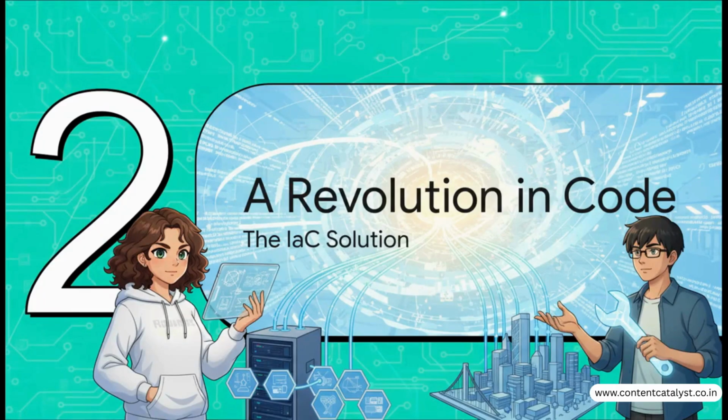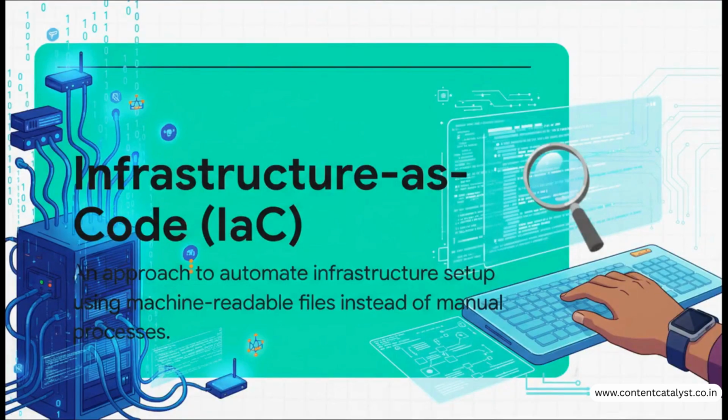But what if there was a better way? This is where a revolution in code comes into play. We're talking about an approach called infrastructure as code, and it completely flips the script on how we do lab setups. At its core, infrastructure as code, or IAC for short, means you define your entire lab, your routers, switches, connections, the whole shebang, in a simple text file. No more clicking and dragging, no more manual CLI marathons. You write the code one time and the machine builds it for you, perfectly, every single time.